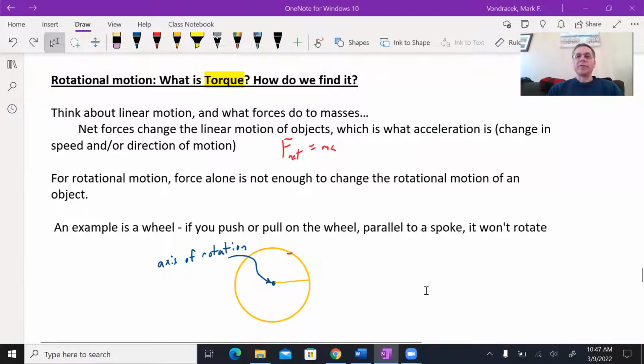Okay, we're back. We're talking rotational motion. In particular, I wanted to introduce what torque is and how we can find how strong a torque is. Torque is to rotational motion what force is to linear motion.